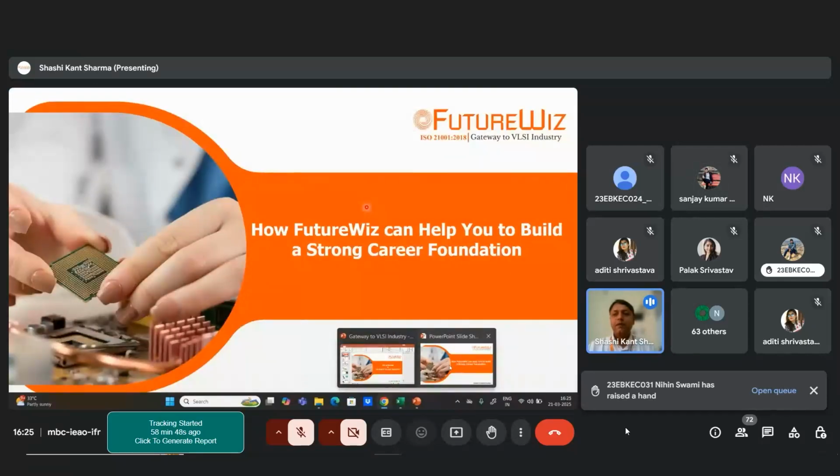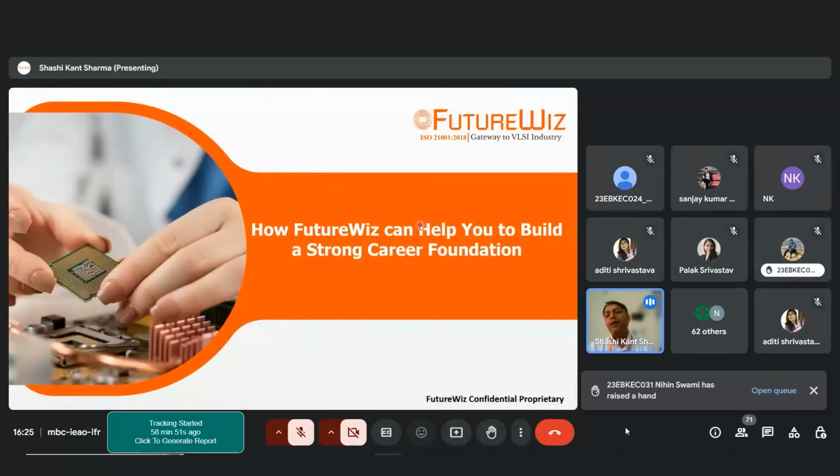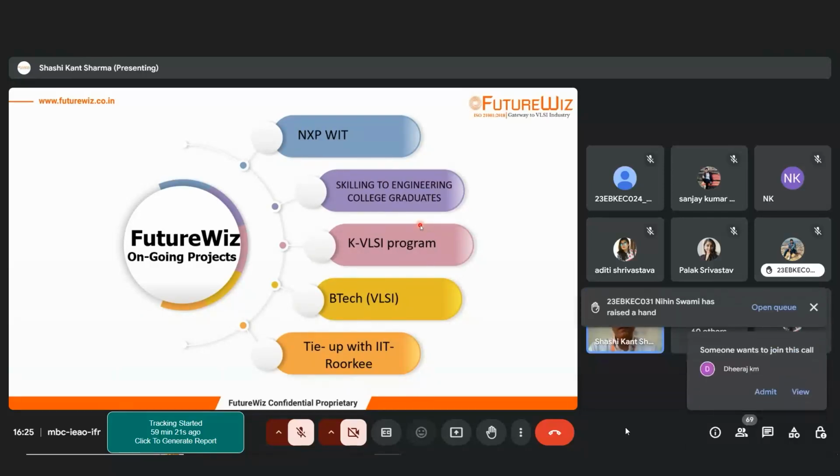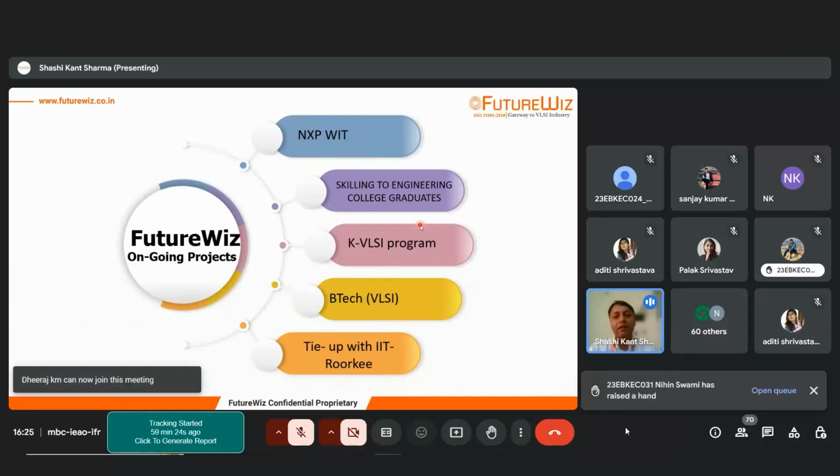So now the question comes: how can we help you to become a good engineer or to enter into VLSI and develop your career foundation, right? Just to introduce, we at FutureWiz are involved in a variety of different projects. We are currently running WIT, Women in Tech, with NXP Semiconductors, in which we are training top-notch girl candidates of IITs all over India. We selected only 75 candidates and we are giving them training with NXP Semiconductors.